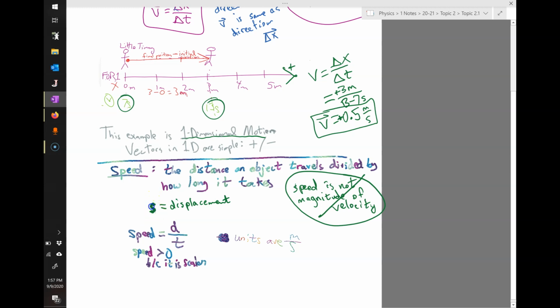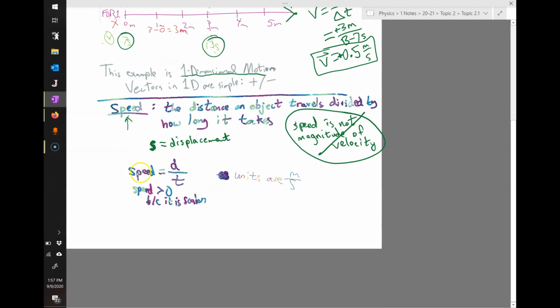So eventually we will switch to just using S to stand for displacement, but I don't want you to try to use it for speed now or then, because things will get too confusing. So I'm just going to write out the word speed instead of coming up with a symbol for it. Speed is distance divided by time. Speed's always going to be greater than 0 because distance is always greater than 0. Speed does not have a direction. It's a scalar. The units of speed are meters per second.